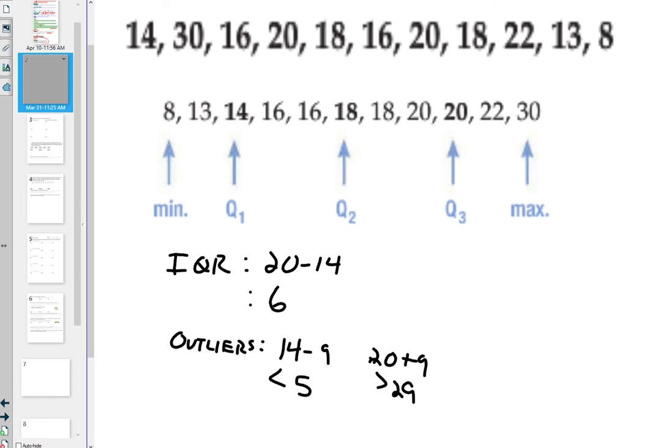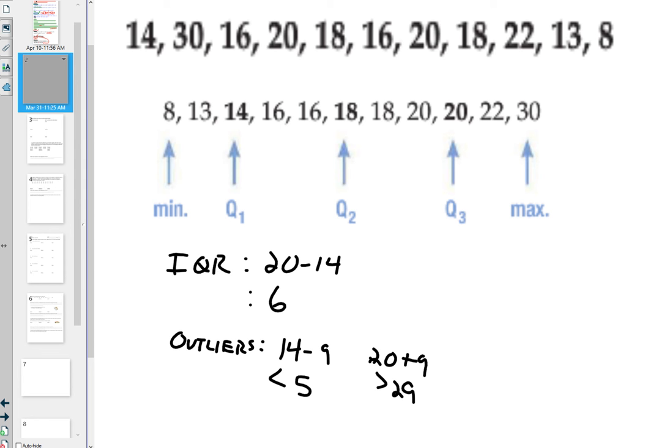So what this tells us is that any numbers that are either less than 5 or greater than 29 should be considered outliers. They should really not be considered part of the rest of the bunch, and it is extremely unlikely that it would ever happen again. Can any of these numbers here be considered outliers? No.